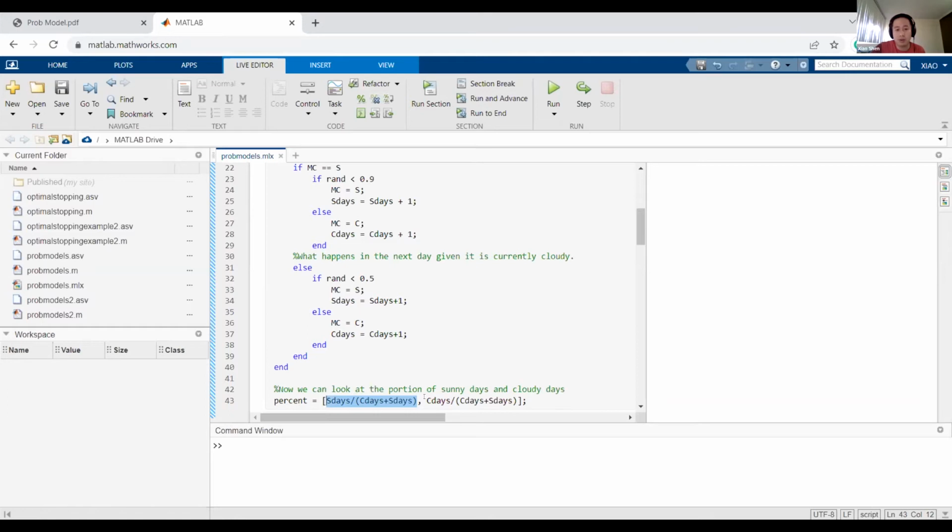And of course, here we can also look at the ratio of the cloudy days, but then there's a simple relation between the two, right? Because these two ratios add up to 1. So knowing one of them would be enough.